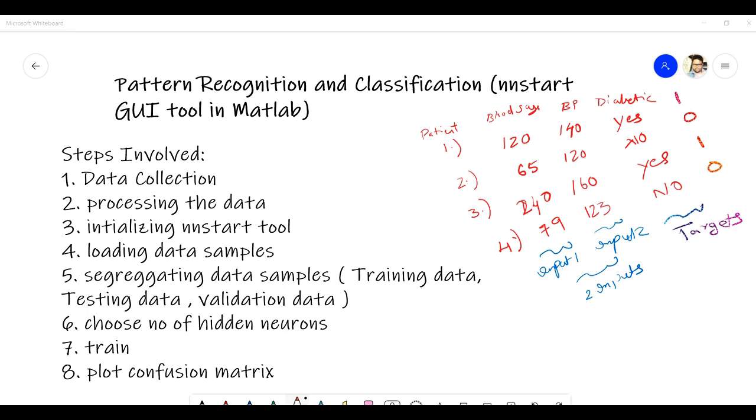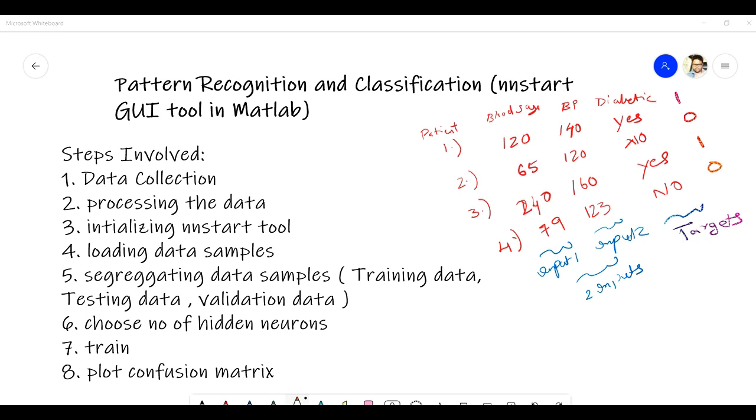Now we have to choose the number of hidden neurons. After choosing the number of hidden neurons, we have to train the data samples. After training the data samples, we get the required classification, and the performance can be evaluated by the confusion matrix.